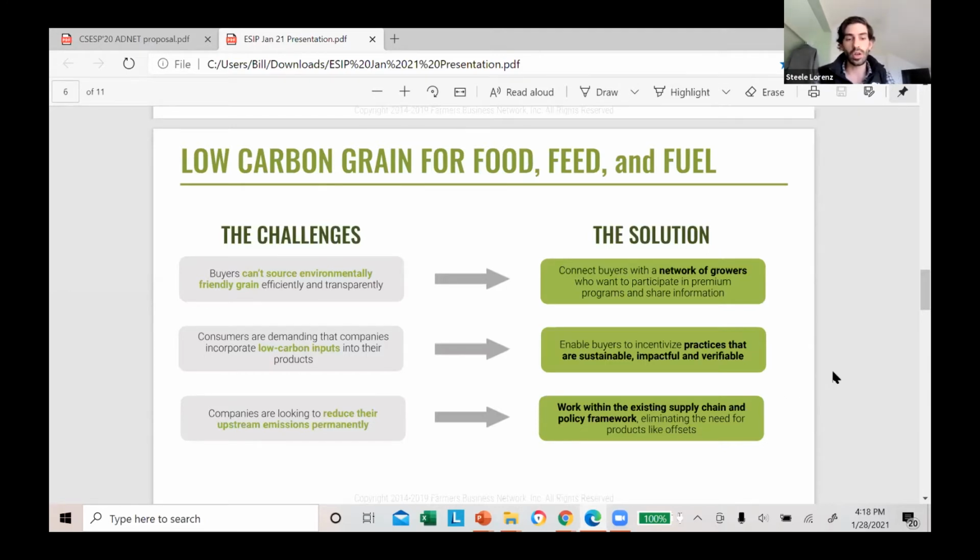Finally, companies are looking to reduce their upstream emissions permanently. And so this is being addressed in two ways, both in the offset market today, which there is a lot of excitement around, but also in inset markets, which is essentially instead of buying a carbon credit from a source that is not directly involved with what you do in your supply chain, we can instead help you to buy and retire credits from growers that you actually work with that flow information and grains into the processors that you work with.